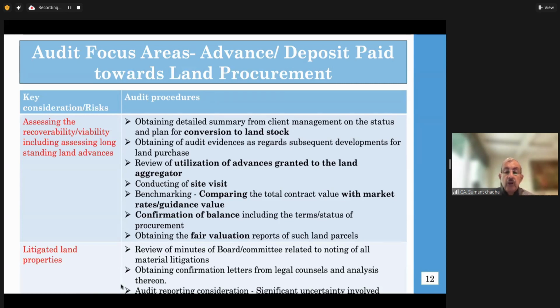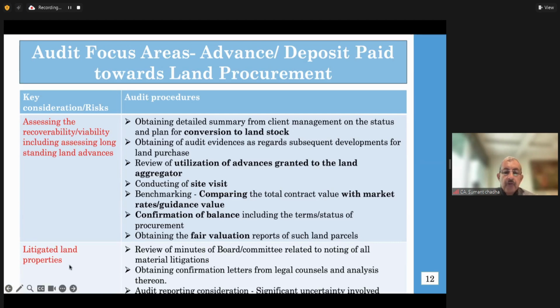Fair valuation, how to value land. There are a lot of elements involved which I have to keep in mind. I'll have to have good, independent valuers. The circle rates or other transactions reported with the registrar are sometimes available, sometimes they're not. And subsequently, how these have played out is also very important for me.